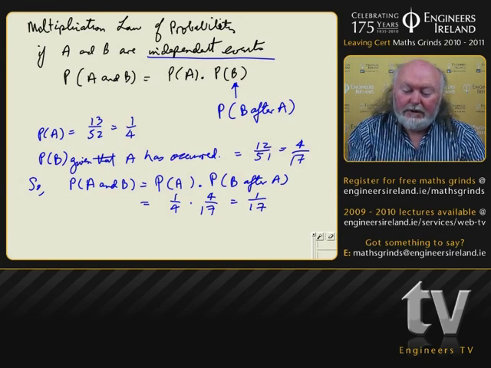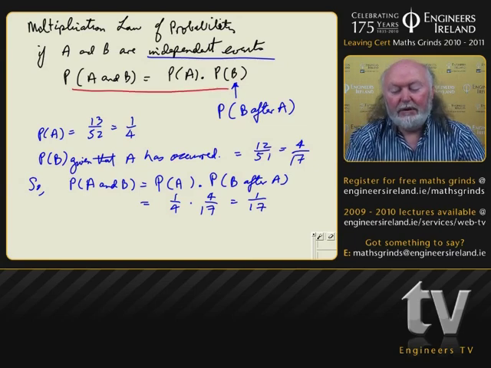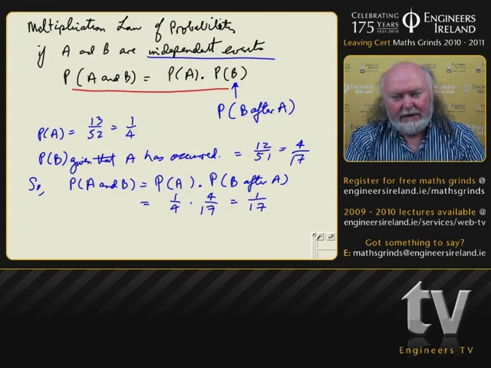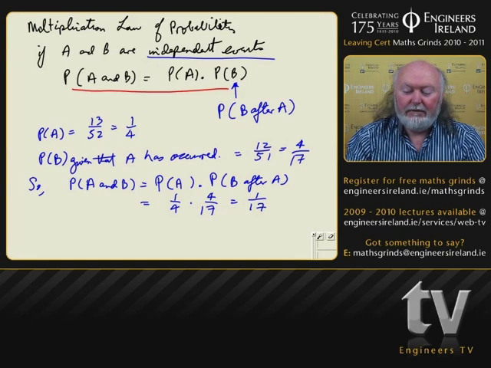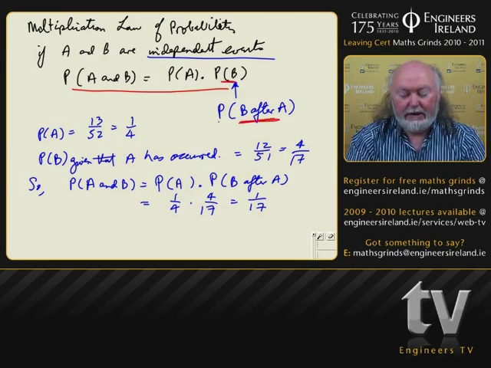So even though we're using this law, which in its pure state is saying to us that A and B are independent, we're able to adapt it by redefining B. The probability of B is the probability of B after A.